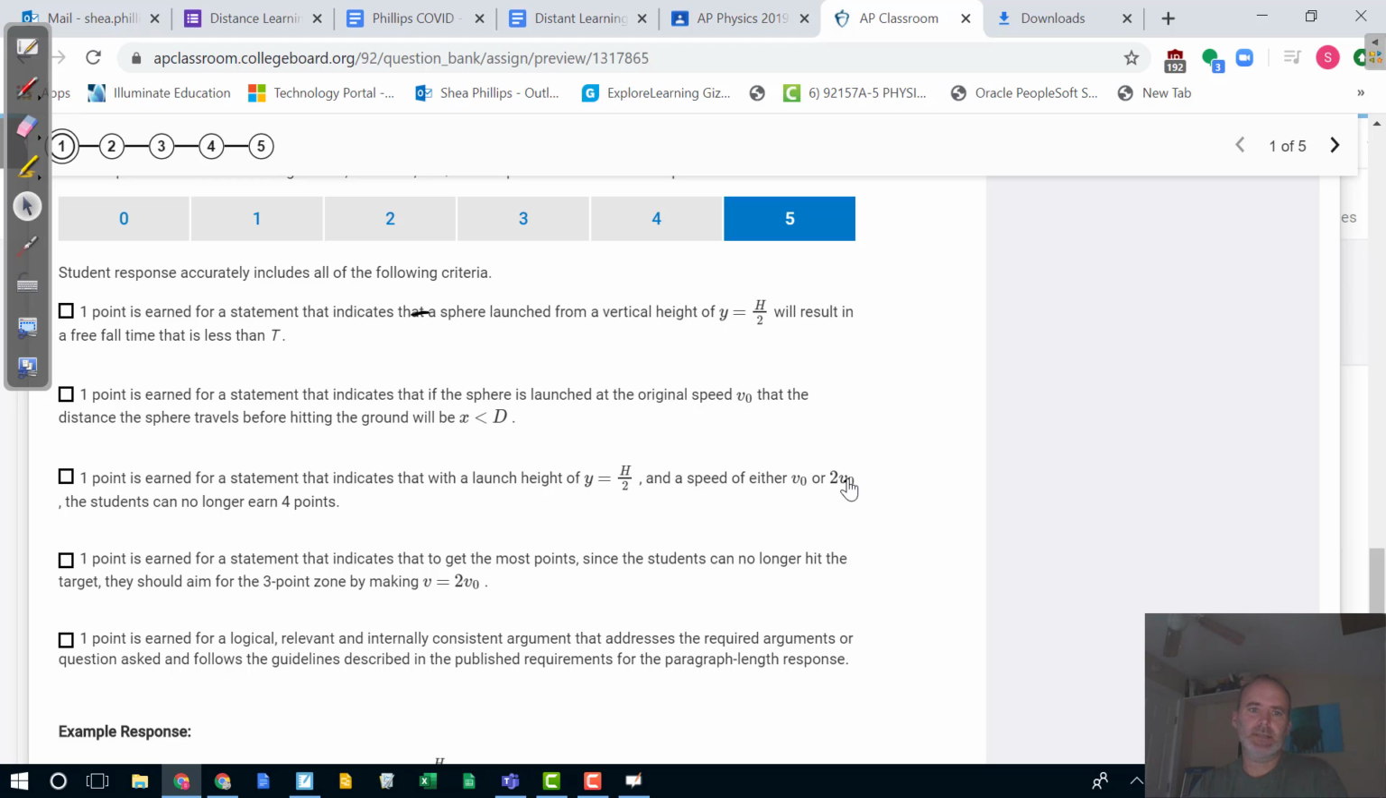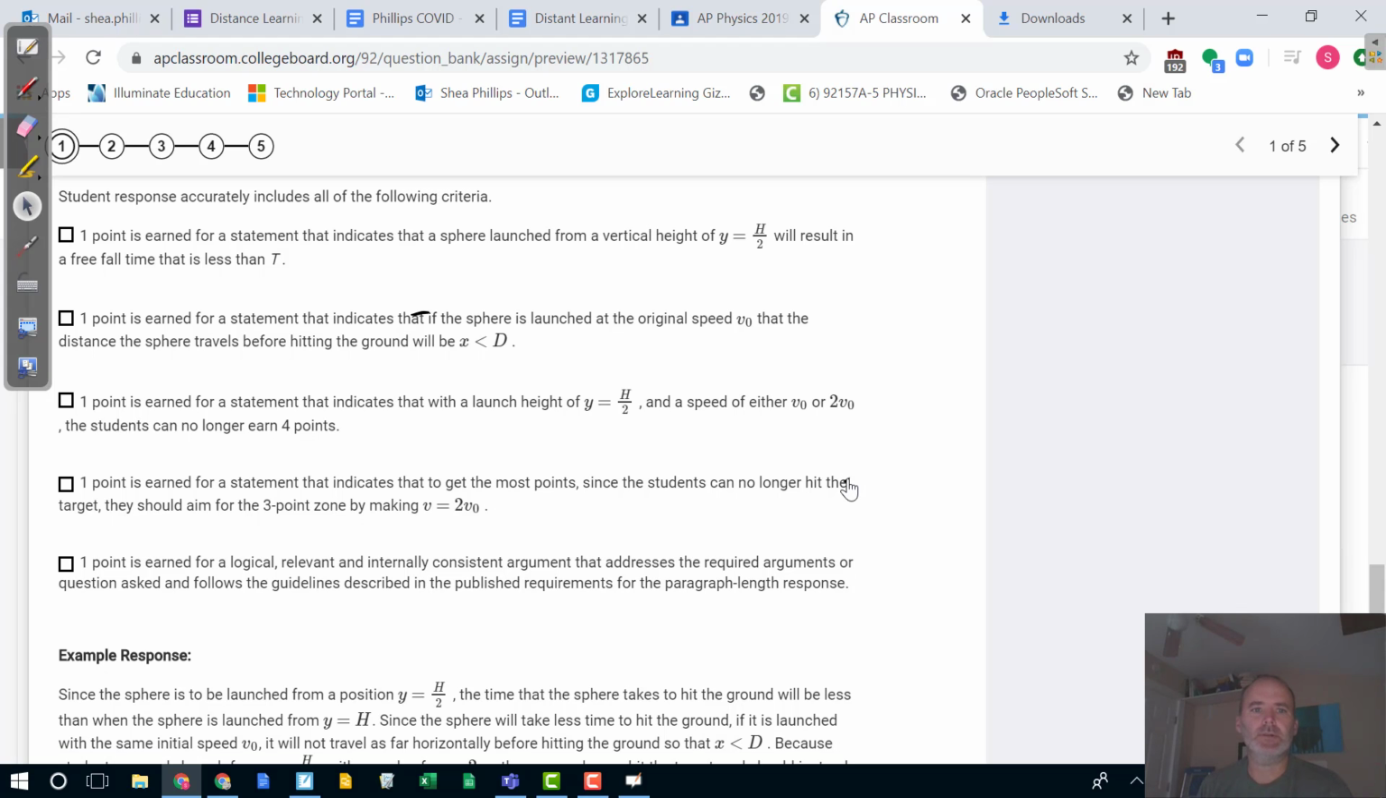1 point is earned for a statement that indicates that if the sphere is launched at the original speed v0, the distance the sphere travels before hitting the ground will be less than d. We did the math out and found that it's less than d. But if you just write down that it makes sense that if the time is less with the same initial velocity, it's going to fall less than d, you score a point without doing all that math.